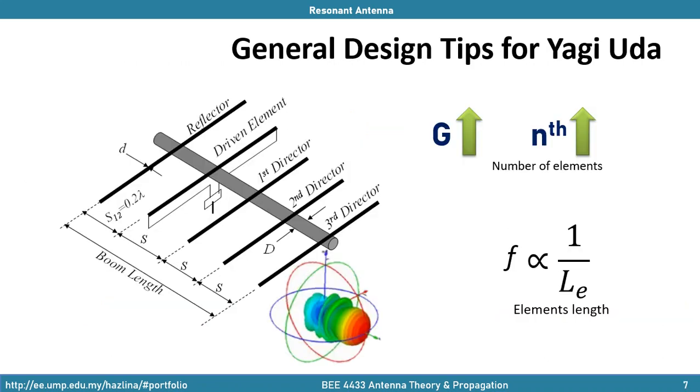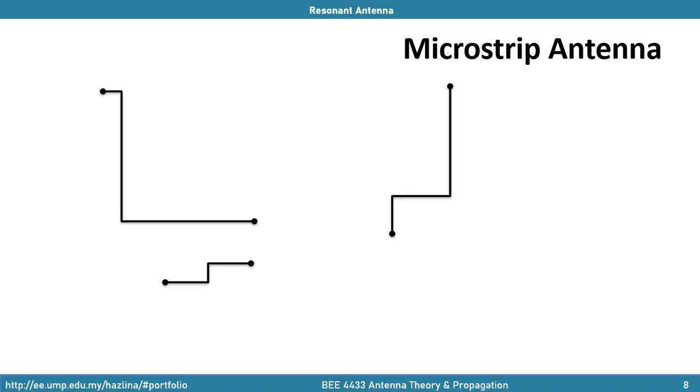For a Yagi antenna, the radiated gain is proportional to the number of elements, and the size is inversely proportional to the resonant frequency. Next, we will look into microstrip antenna. Microstrip antenna is amongst the most popular antenna used in portable devices due to its design flexibility and low profile characteristic.